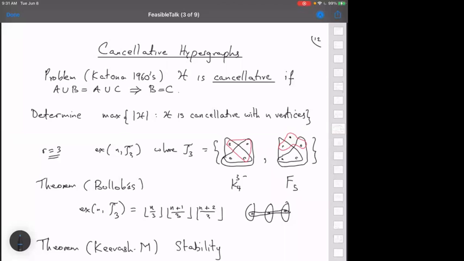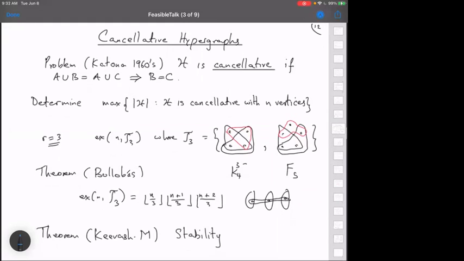It's a generalization of Mantel's theorem, Turán's theorem for triangles. And it was a problem that was first posed by Katona in the 1960s. It's phrased in the language of cancellative hypergraphs. We say that a hypergraph is cancellative if A union B equals A union C implies B equals C. So in other words, you can cancel the A.